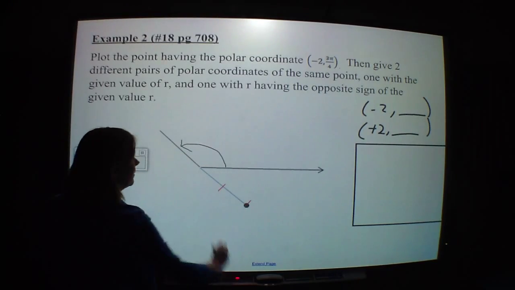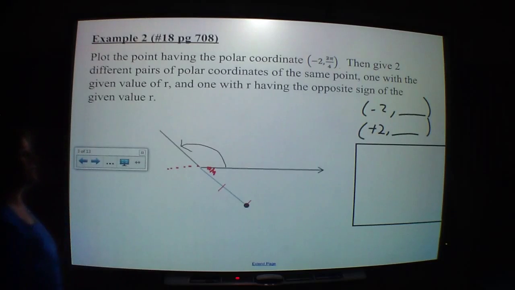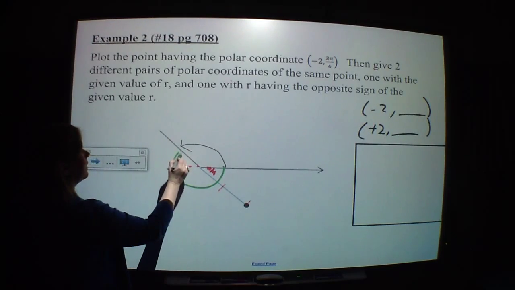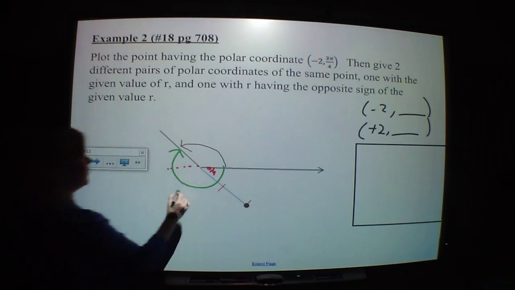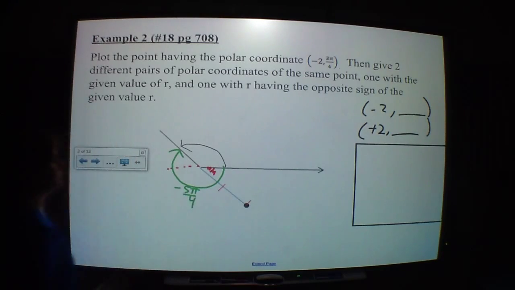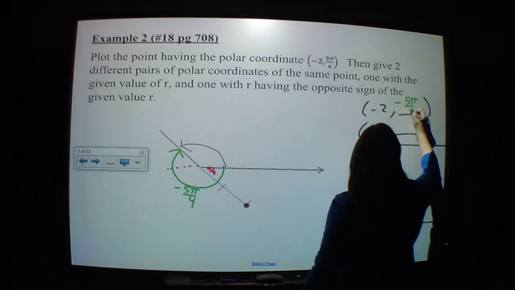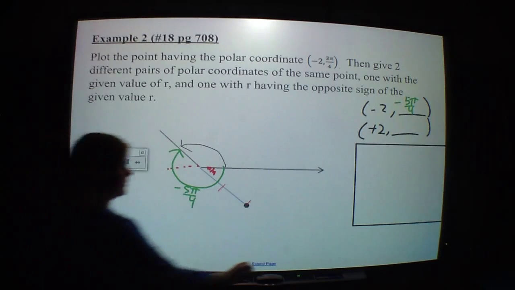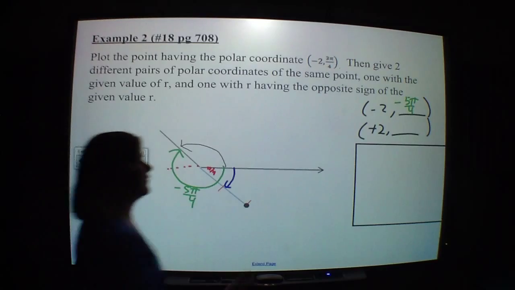Okay? So remember then, if I'm going 3 pi over 4, that would be a pi over 4 reference angle, if you want to think of it that way. Okay? So one way I could do it is I could go that angle. Okay? And that would be negative 5 pi over 4. And then the negative 2. So there's 1. Okay? Another angle would be, I could go this way in positive 2. That's pi over 4.